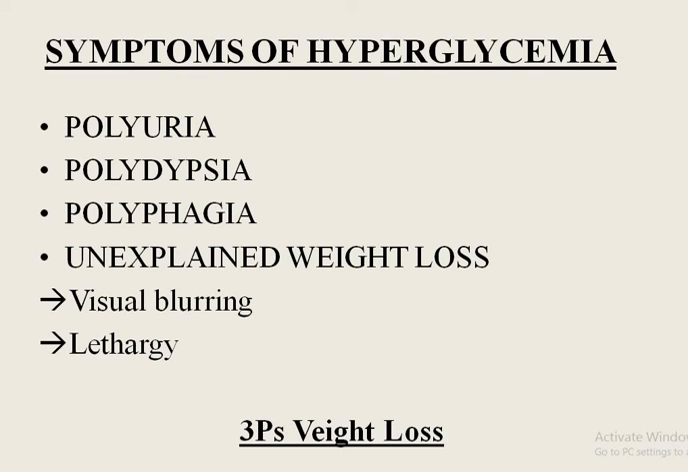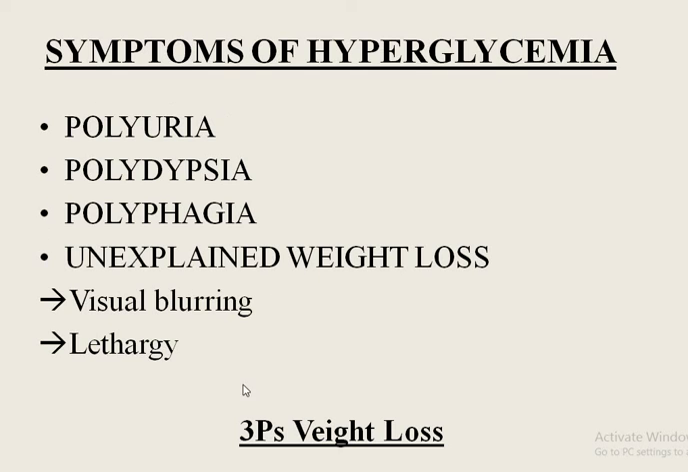So the symptoms of hyperglycemia would be polyuria, polydipsia, polyphagia, and unexplained weight loss. And sometimes unexplained weight loss happens even in the presence of polyphagia. Apart from that, you could also see visual blurring and lethargy.